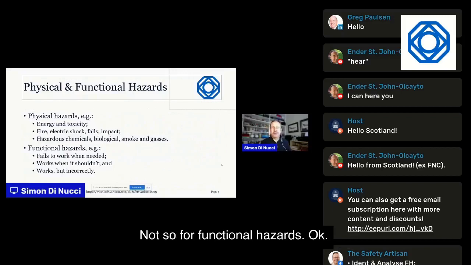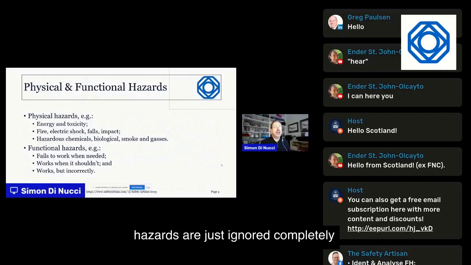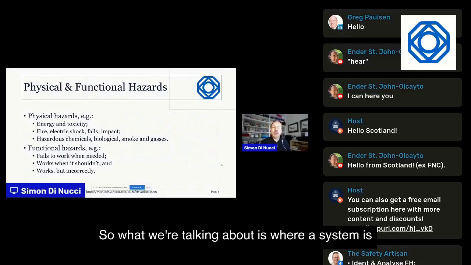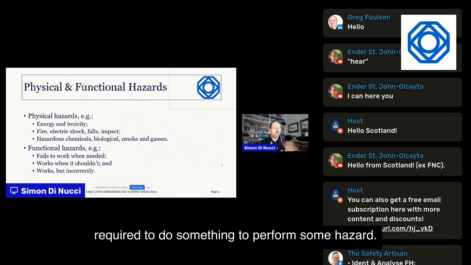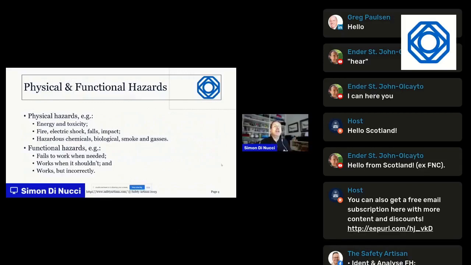Not so for functional hazards. I've been on lots of projects still today where functional hazards are just ignored completely, or they're only dealt with partially. So let's explain what I mean about functional hazards. What we're talking about is where a system is required to do something. So cars move: they start, they move, and they stop, hopefully.